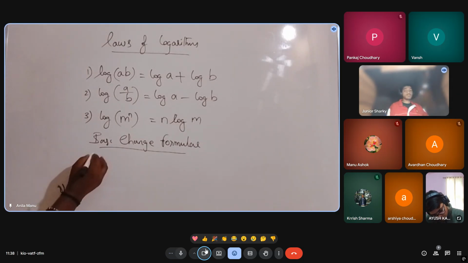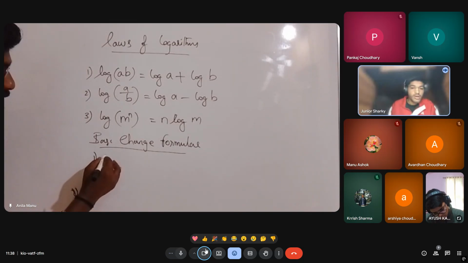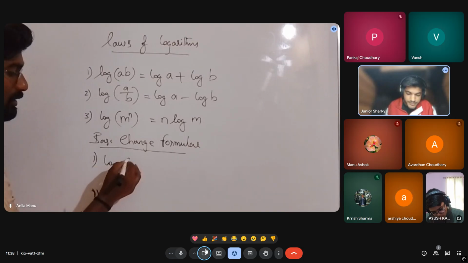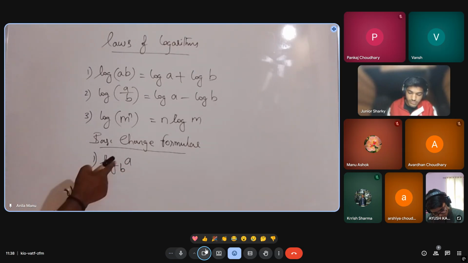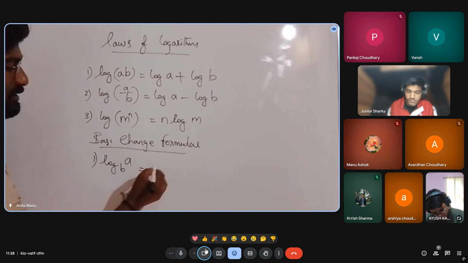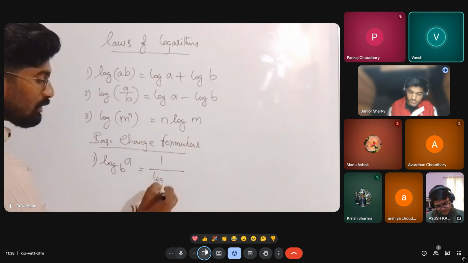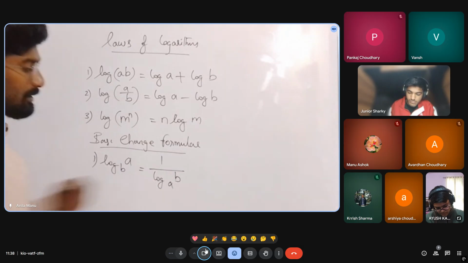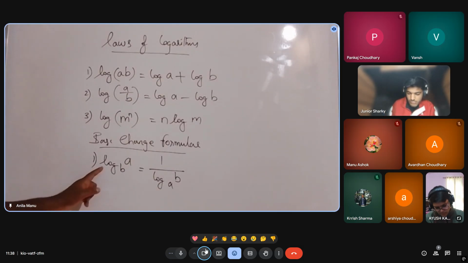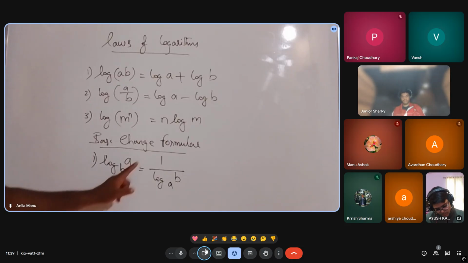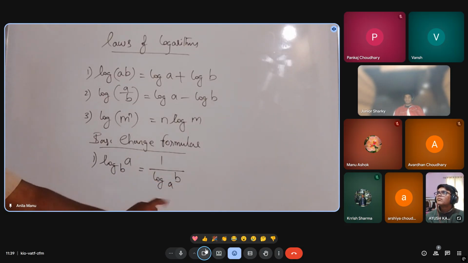Two important base change formulas are there. Log a to the base b can be written as 1 divided by log b to the base a.